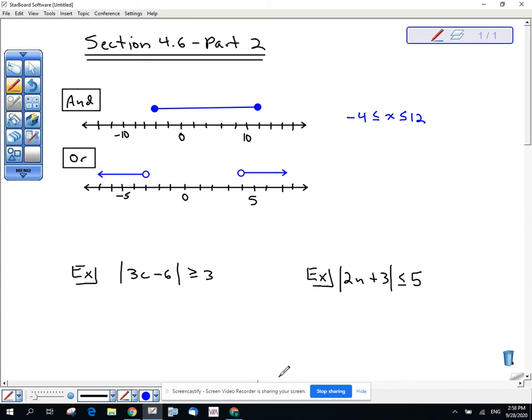Again, if you use the word and and write two simple inequalities, that's not wrong, but I don't think you're setting yourself up for success later when you do it that way. You really need to embrace this. This is the and situation.